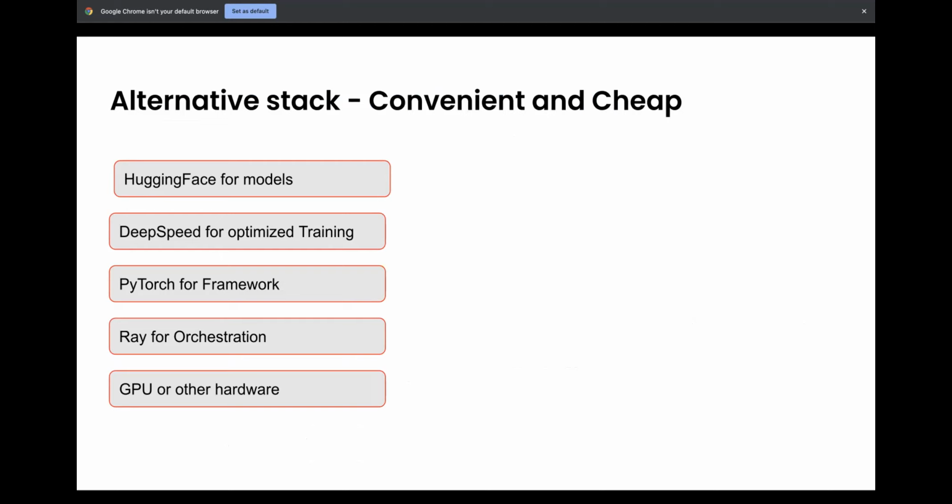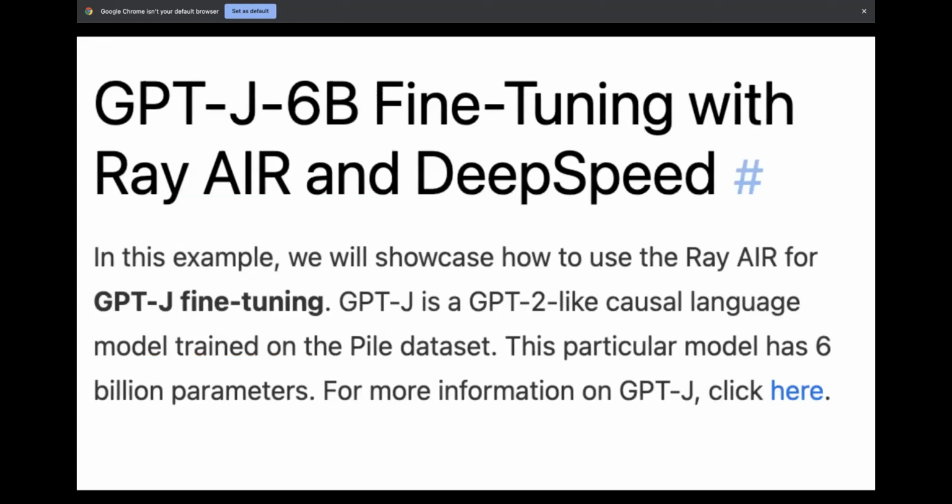Alternatively, as I previously briefly mentioned, this is the convenient and cheap stack. What we see people do is go to Hugging Face, download the model, use DeepSpeed to try to squeeze the model into a single GPU node, use PyTorch as the training framework, and use Ray again for accessing the hardware, orchestrating, and running on different hardware.